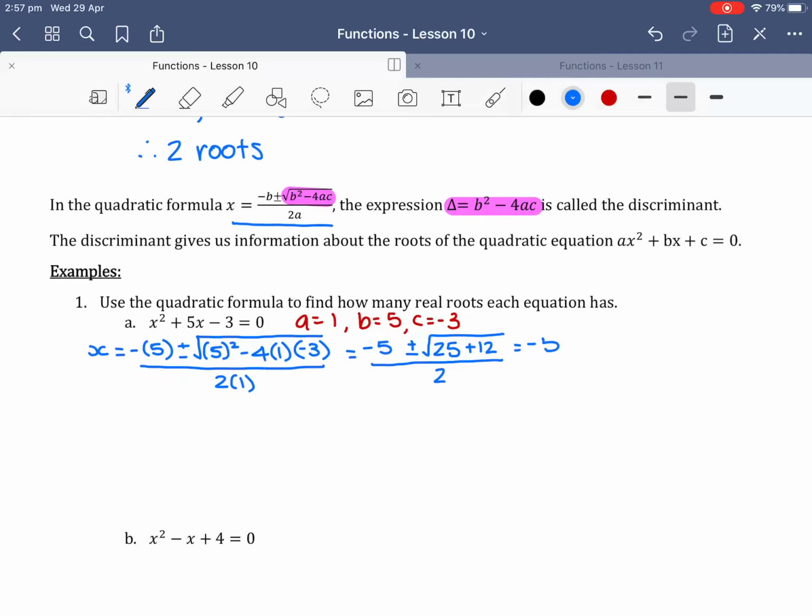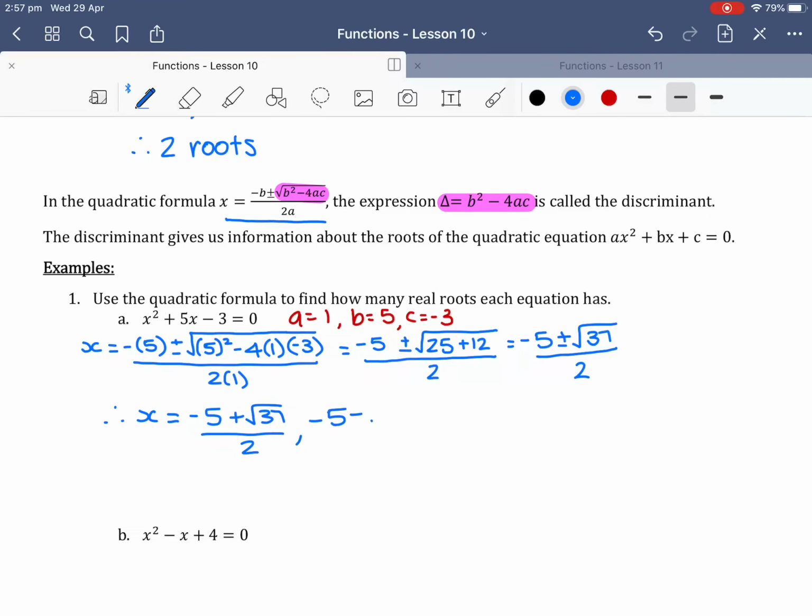So this is minus 5 plus or minus the square root of 37 over 2, and we can't simplify this any further. Therefore x equals minus 5 plus root 37 over 2, and minus 5 minus root 37 over 2. You can see that we have two real roots in our equation, because we were asked to use the quadratic formula to find out how many real roots each equation has, and so two roots are given to us.